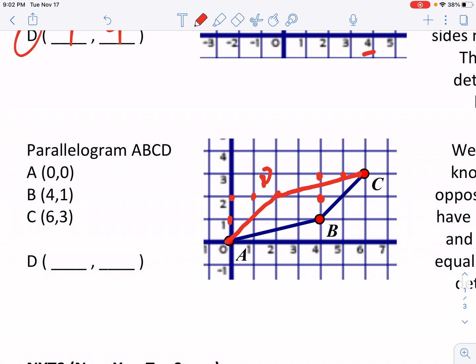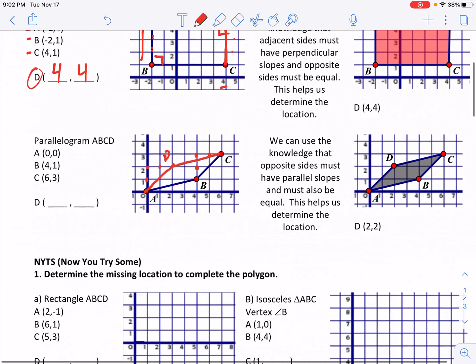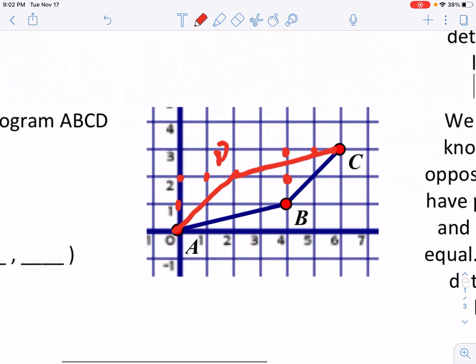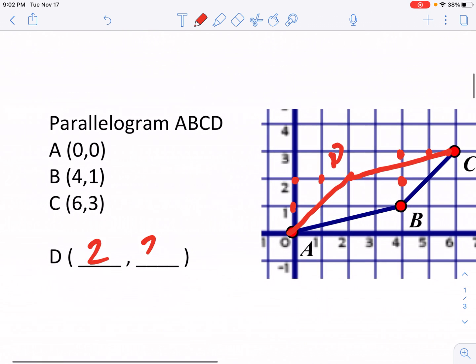And notice the measures are also going to be the same. We went up and over by the same distance, so the measures are going to be the same as well. Now it says we can use the knowledge that opposite sides must have parallel slopes and must also be equal. So that helps us determine the location, which we found that D was (2, 2).